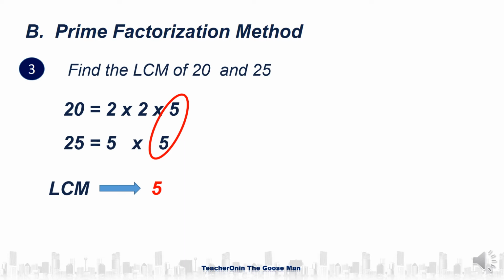Then, to get the LCM, that is GCF, or the greatest common factor, times the remaining factors. So what are the remaining factors? The remaining factors are 2, 2, and 5. So we will put it here. So LCM is equal to 5 times 2 times 2 times 5, which is equal to 100.